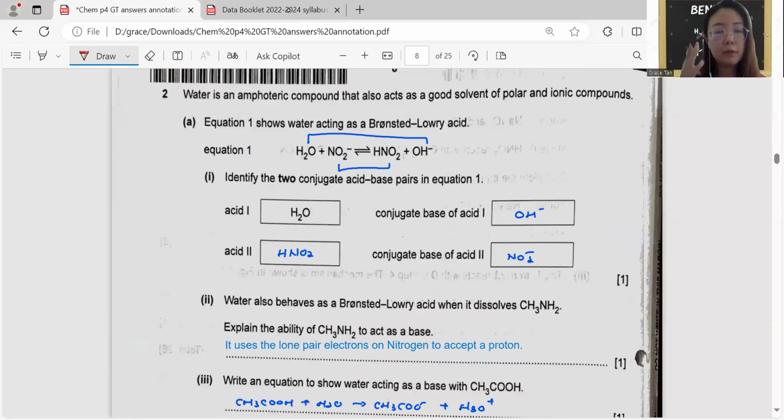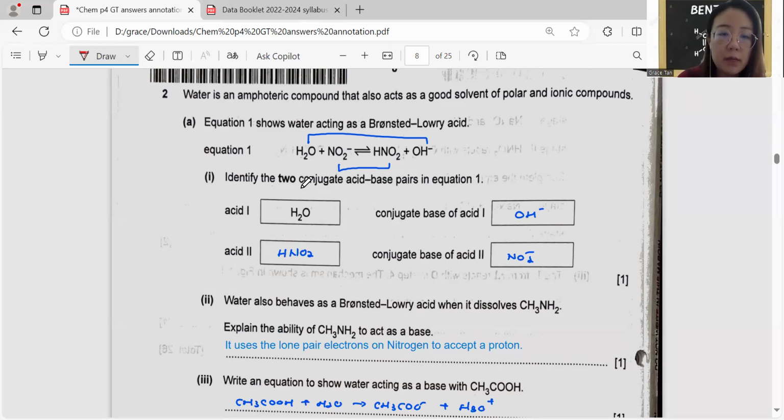Now, water is an amphoteric compound that also acts as a good solvent for polar and ionic compounds. Equation 1 shows water acting as a Bronsted-Lowry acid. Now first, what I do is I find the correct pairs, one from the left and one from the right. So you can see I pair up H2O, because they say H2O is an acid. Acid means you need to donate a proton, then you will form hydroxide. Identify the two conjugate acid-base pairs in equation 1.